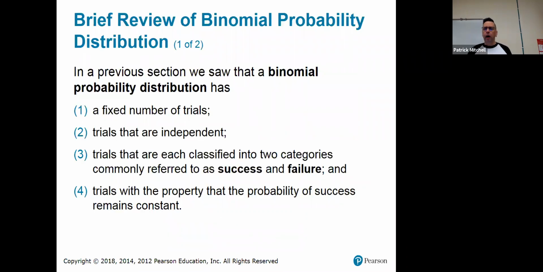Okay? So first of all, just a quick review of binomial probability distribution. Remember, it has a fixed number of trials that are independent. Success on one trial does not affect your probability of success on the next trial. Each of the outcomes from a trial is in 2 categories called success and failure. And the probability of success has to remain constant. So if I'm going to use this example of a multiple choice test or a true-false test, I have to stick with the same number of choices for every single question.